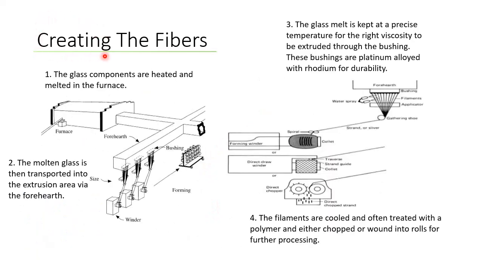Here we see a little bit of an overview of the fiberglass production process. Once the product is heated in the furnace and sufficiently combined and melted, it is then transported via the forehearth into this forming area. The glass is extruded generally through a platinum and rhodium alloy bushing, where it is then water cooled and the polymer is applied usually to keep it bound together.